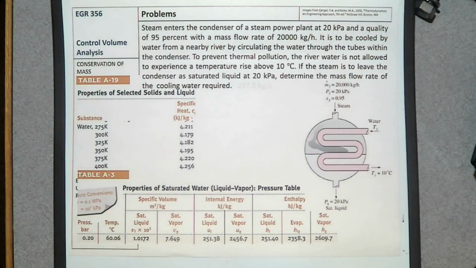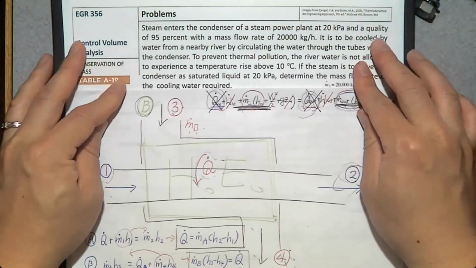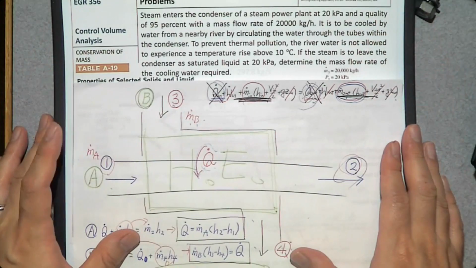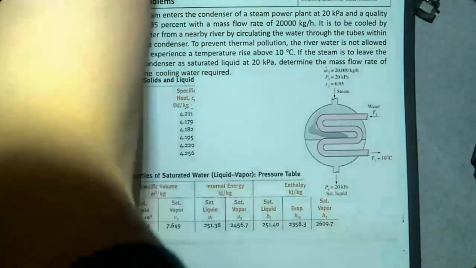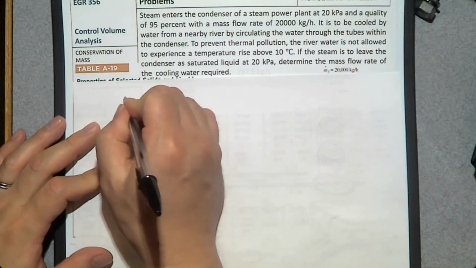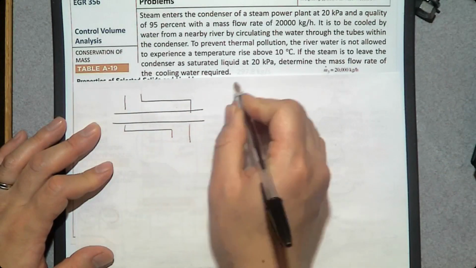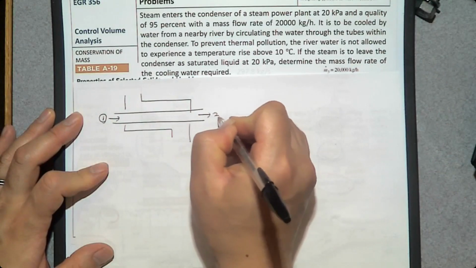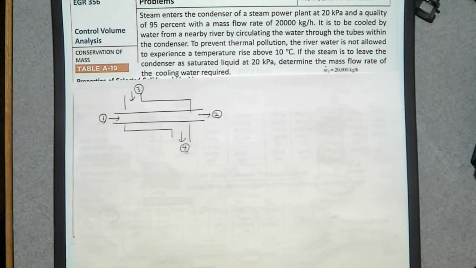Anyway, let's solve this problem. I think we can reuse this heat exchanger. Let's rewrite this heat exchanger as small as possible because I need to write a lot here. There's number 1, inlet. Number 2, the exit. Number 3, inlet for the steam. Number 4 is the exit for the steam.